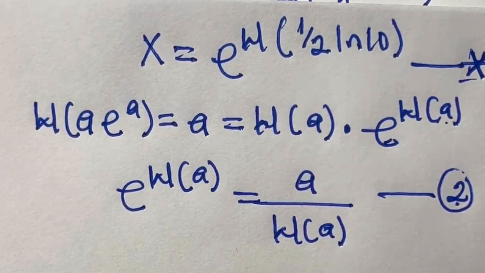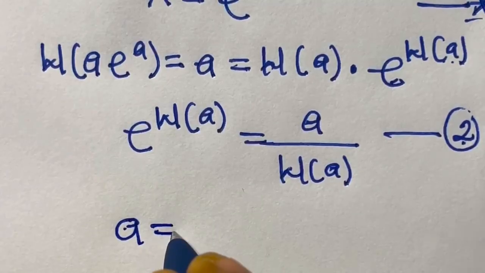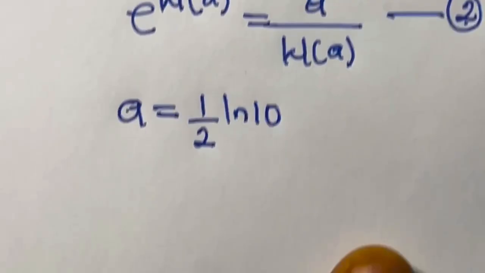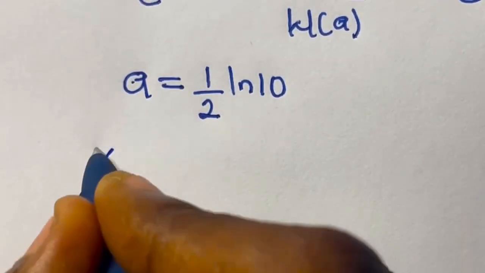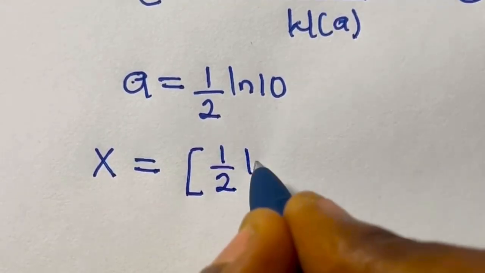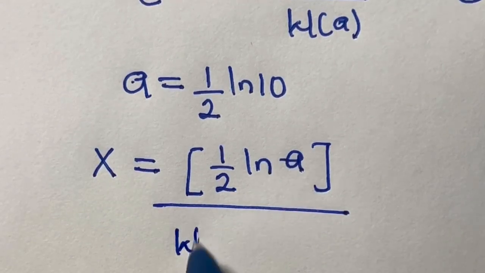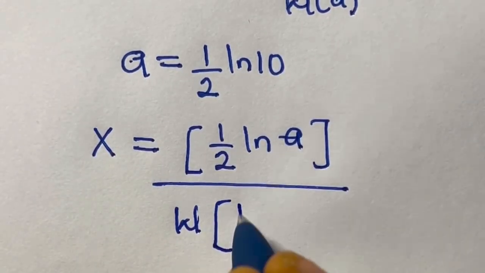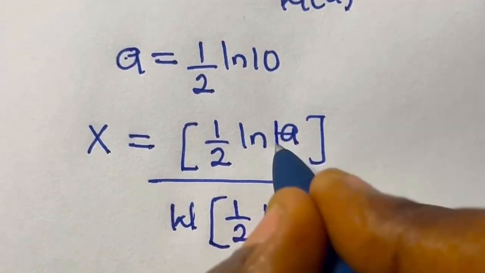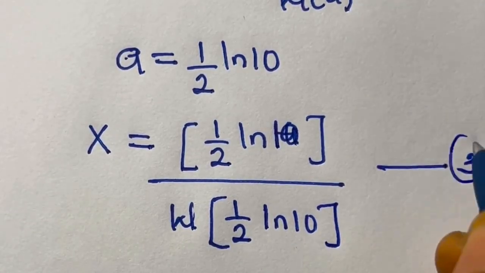So now if you compare equation 2 with star, we are going to have our a to be 1 divided by 2 ln 10. So that means we will have our x to be 1 divided by 2 ln 10, divided by the Lambert function of 1 divided by 2 ln 10. Sorry, this is 10. Name this equation 3.